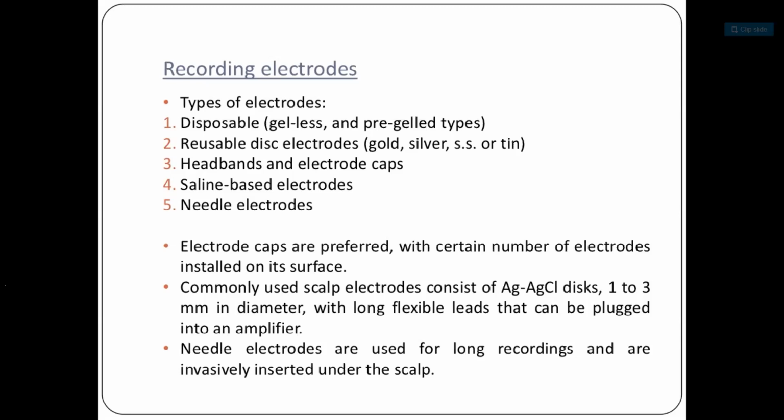Electrode caps are preferred, with a certain number of electrodes installed on the surface. Commonly used scalp electrodes consist of sodium chloride, AgCl discs 1 to 3 mm in diameter with long flexible leads that can be plugged into an amplifier. See, the signals that come from a brain, or from a human body, are always in the microvolt range. So we require an amplifier in order to amplify the particular signal. Needle electrodes are used for long recordings and are invasively inserted under the scalp.